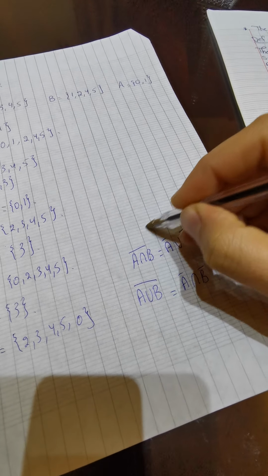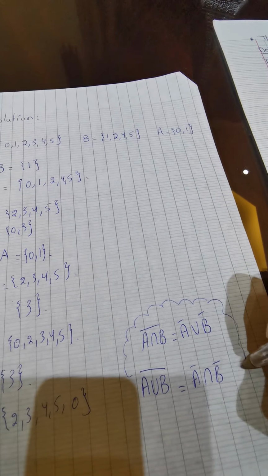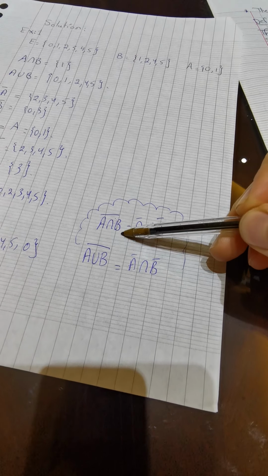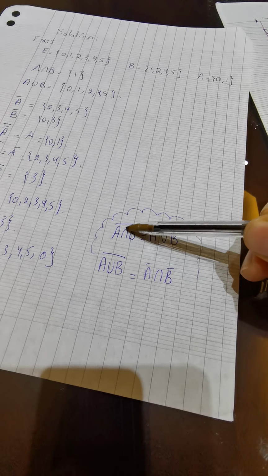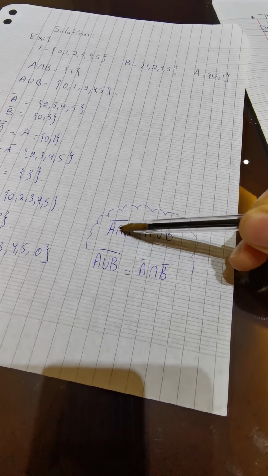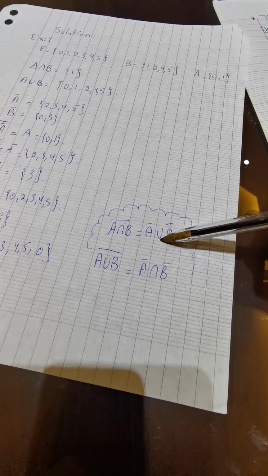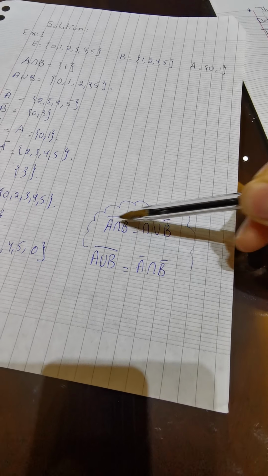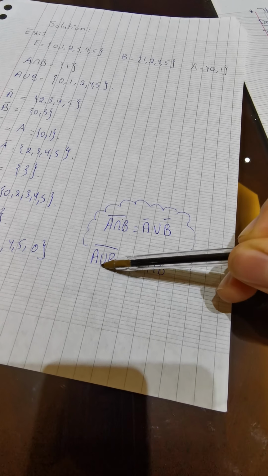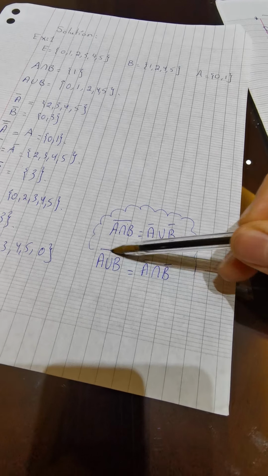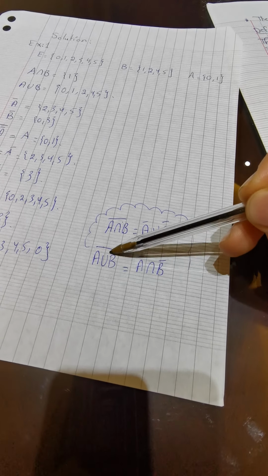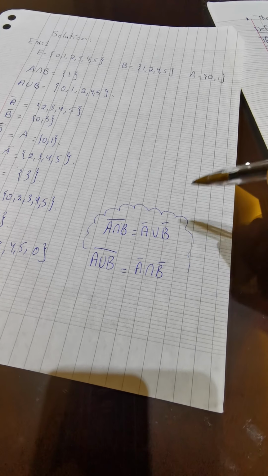We can take this as a rule. This is a rule. If you want to distribute the bar on A and B, the intersection will reverse and become union. As you see, A intersection B bar is A bar union B bar. We distributed the bar on A and B, and the intersection becomes union. Here also, A union B bar, the bar is above A union B. We can distribute the bar to A and B, and the union will be intersection. This is a rule.